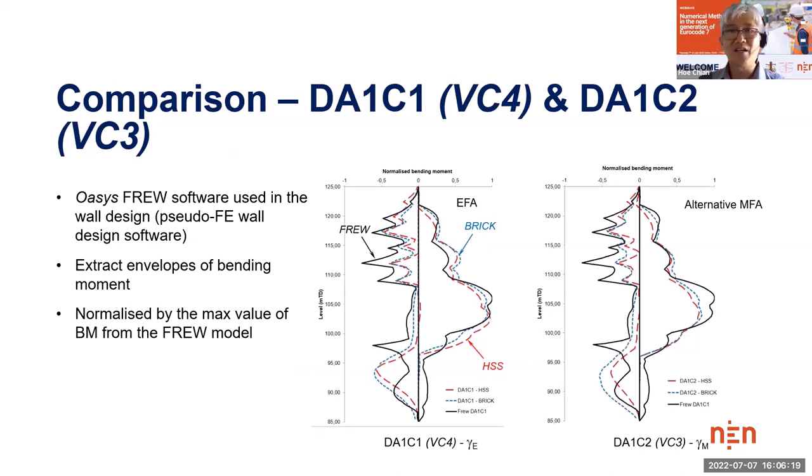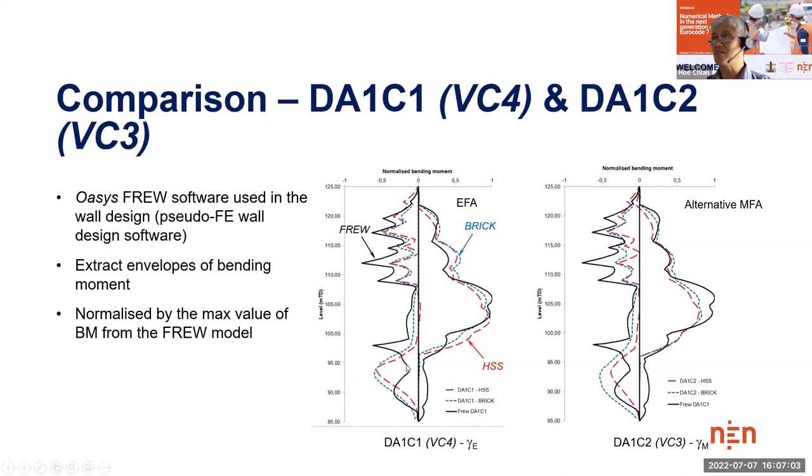The way I compare these results is that I used the original design, which was undertaken using Oasys Frew software. This Oasys Frew software is a pseudo finite element wall design software. It's not finite elements, but a conventional retaining wall design software. What I did was extract the envelopes of the bending moments from the Frew program and normalize them to the maximum bending moment of the envelopes, which is plotted in black.